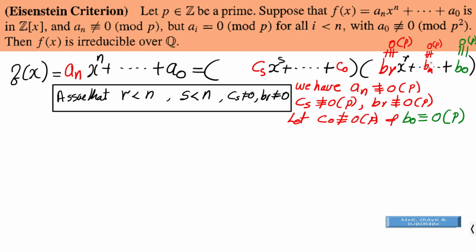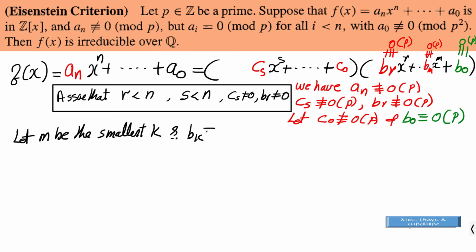Remember that Bm is the coefficient of x raised to m, and it is the first coefficient, if I come from B0 to Br, which is not congruent to 0 mod P. So how can you write that properly? That is how to introduce m. Yes, let m be the smallest k. So you can choose m to be the smallest k such that bk is not congruent to 0 mod P.